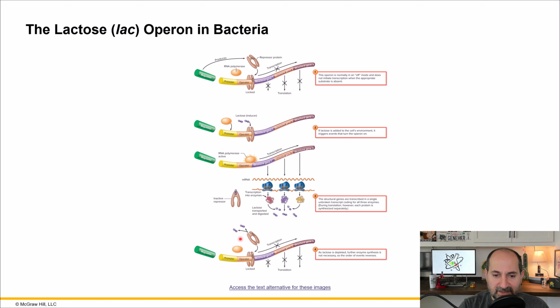Okay, and then once lactose is not present anymore, that causes the repressor to become activated. The repressor binds to the operator, turning off the genes. So again, the lac operon is an example of an inducible operon, and this is its mode of action.